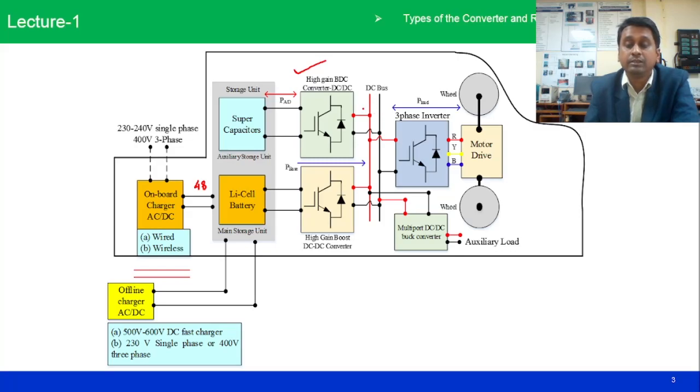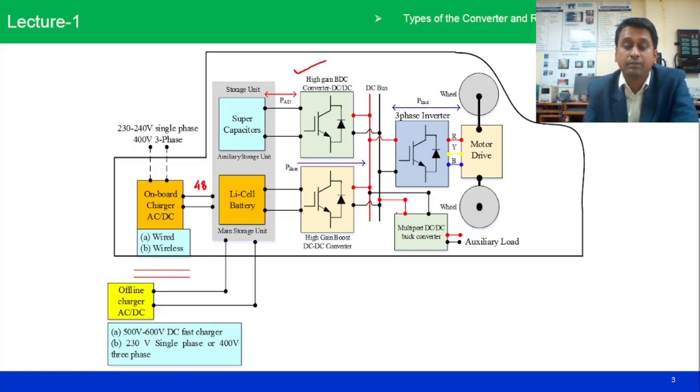Generally the DC link voltage, as I already mentioned, is 300 to 400 volt, because that is the minimum sufficient voltage required to drive the electric vehicle inverter. So the inverter converts the DC voltage to a sufficient AC voltage, which can run the AC motor, that is either of BLDC or permanent magnet synchronous motor type.